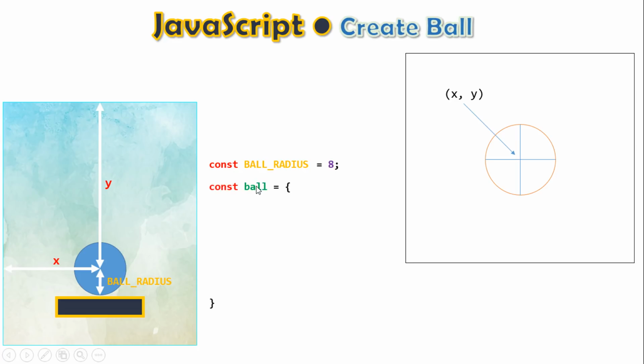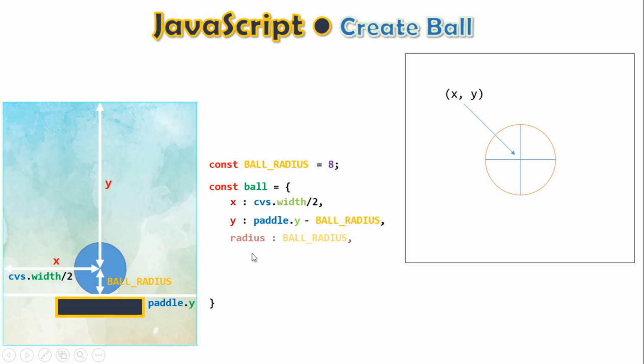Now let's create our ball object. So for the x position, it's the canvas.width divided by 2. So easy. Now for the y position, this is our paddle.y, that remains constant. It doesn't change. So I will say y, the position of the ball, is the paddle.y minus the ball radius. Then this is the radius of the ball. This is the speed of the ball, which I set to 3, for example. Then dx is set to 3 and dy is set to -3.